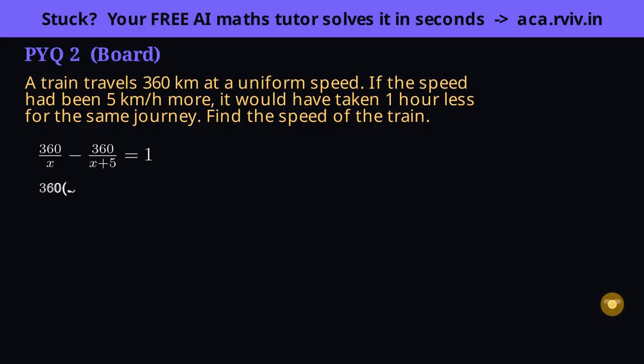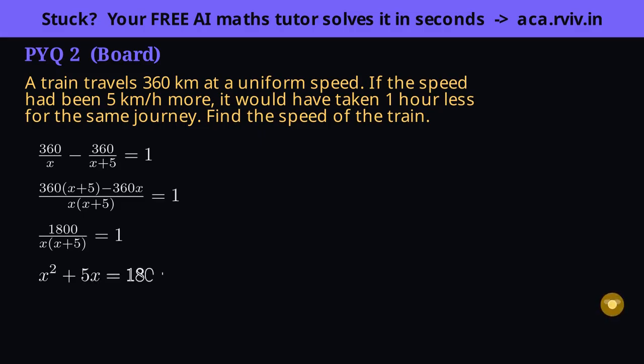Combine the two fractions over the common denominator x times x plus 5, so we can work with a single fraction. Simplify the top. 360 times x plus 5 minus 360x leaves 360 times 5, which is 1800. The x's cancel neatly on top. Cross multiply, and this is where the quadratic is born. 1800 equals x times x plus 5, so x squared plus 5x equals 1800.